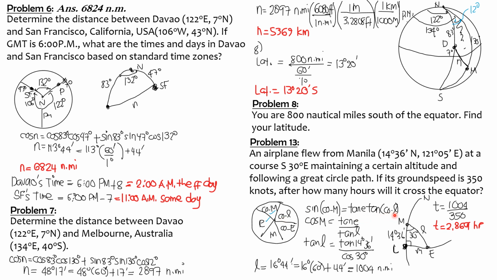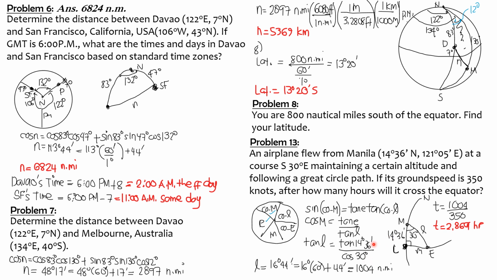For those who are not familiar with this, you can go back and watch the preceding video, Plane and Spherical Trigonometry 3, about the Napier circle, so that you know how to set up this equation. Sine of complement of M is cosine of M, and tangent of complement of L is cotangent of L, and cotangent of L is 1 over tangent of L. So cosine of M is tangent of E divided by tangent of L. Solving for tangent of L, it is equal to tangent of 14 degrees 36 minutes divided by cosine of M, which is 30 degrees.